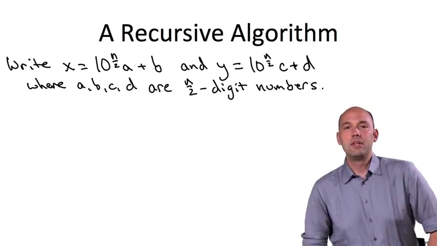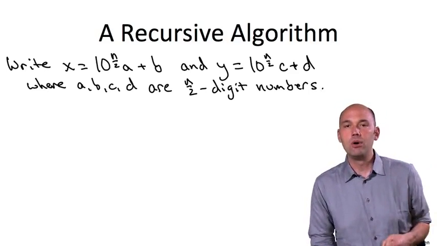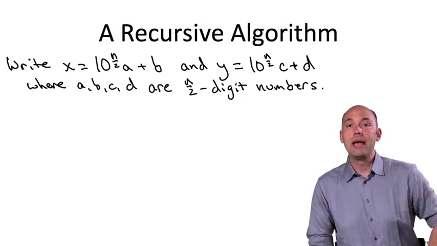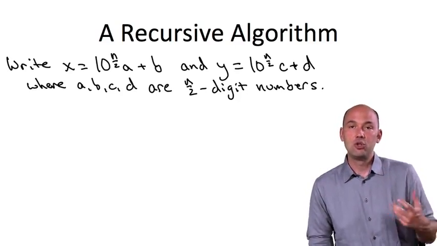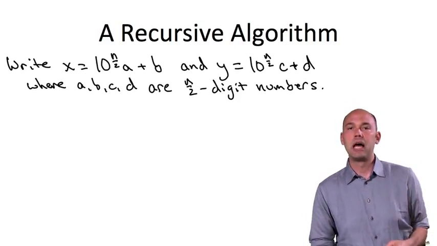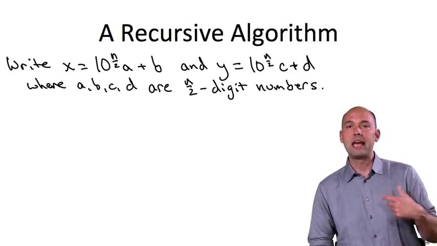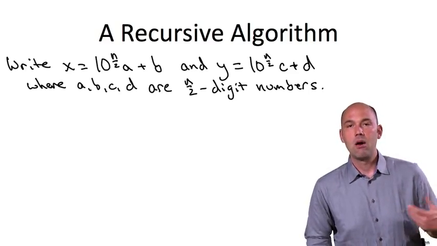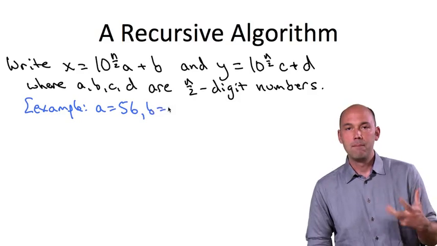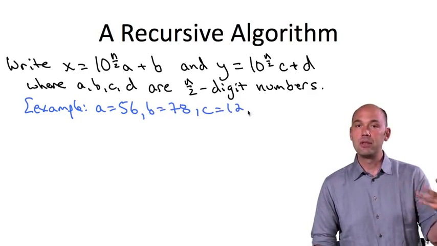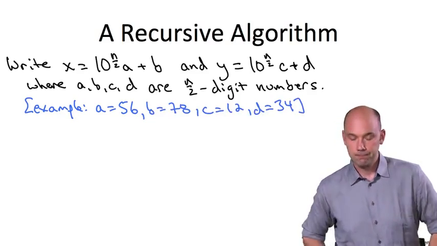In general, given a number x with n digits, it can be decomposed in terms of two n over 2 digit numbers, namely as a, the first half of the digits, shifted appropriately, that is multiplied by 10 raised to the power n over 2, plus the second half of the digits, b. In our example, we had a equal to 56, 78 was b, n was 4, so 10 to the n over 2 was 100, and then c and d were 12 and 34.